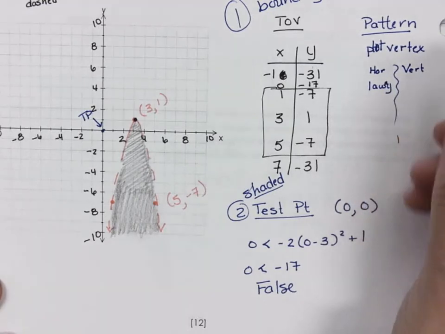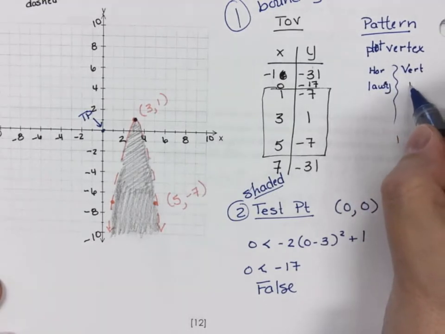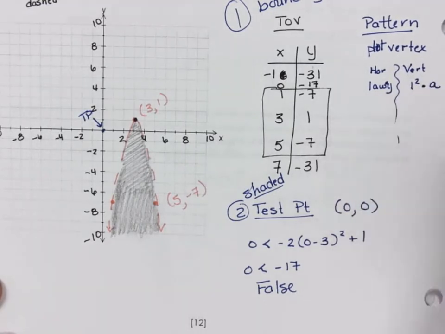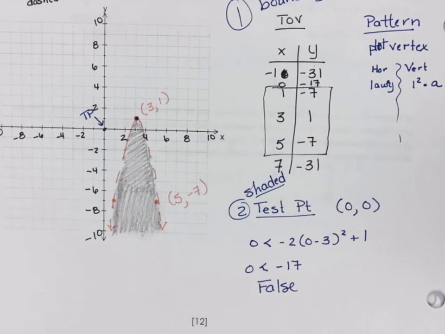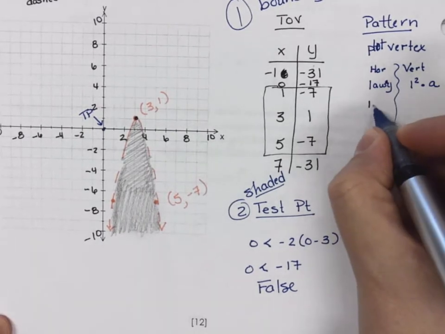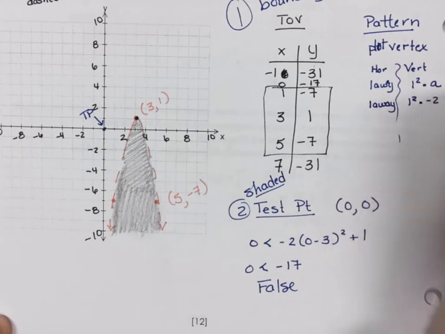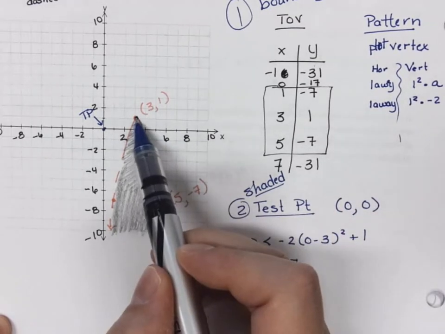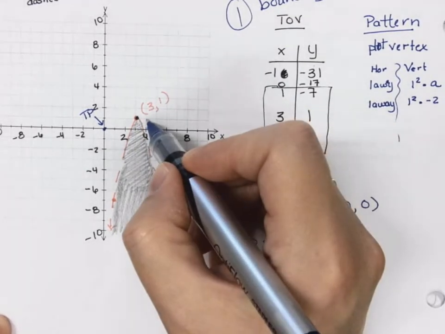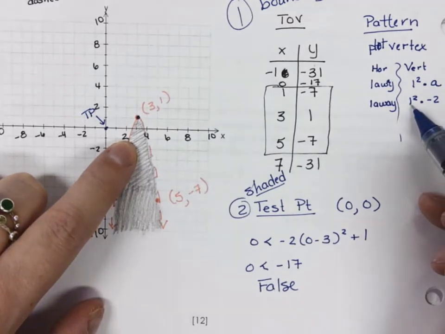Ooh, forgot an A and away. And we're going to go 1 squared times your A value, up or down. And in this case, we're going down because it's a -2. So we would go 1 away from the vertex, and then we go 1 squared times -2. So I'd go 1 away, which would put me at 4, and I would go down to -2.